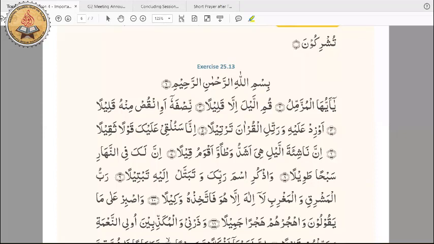Bismillahir Rahmanir Rahim. يا أيها المزمل. قم الليل إلا قليلا. نصفه أو انقص.